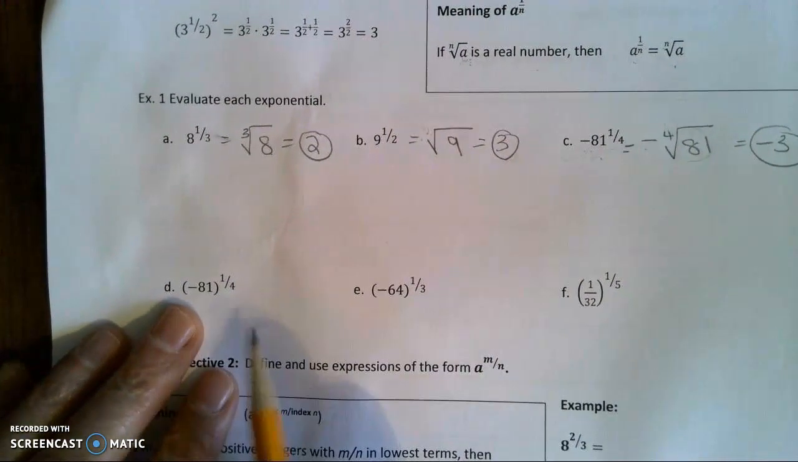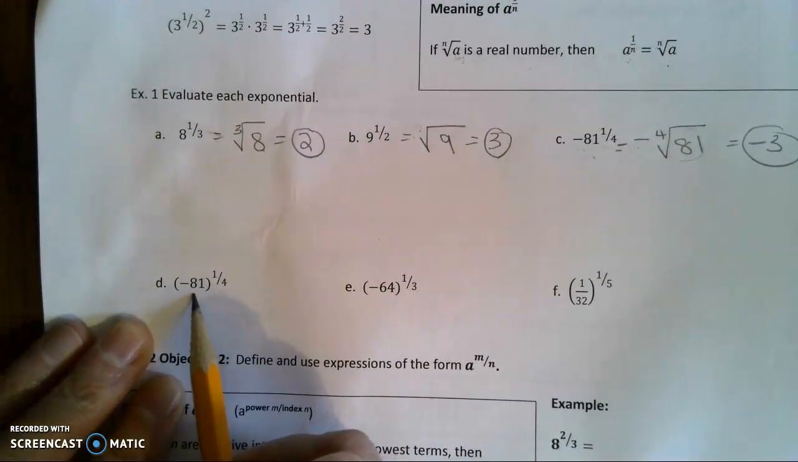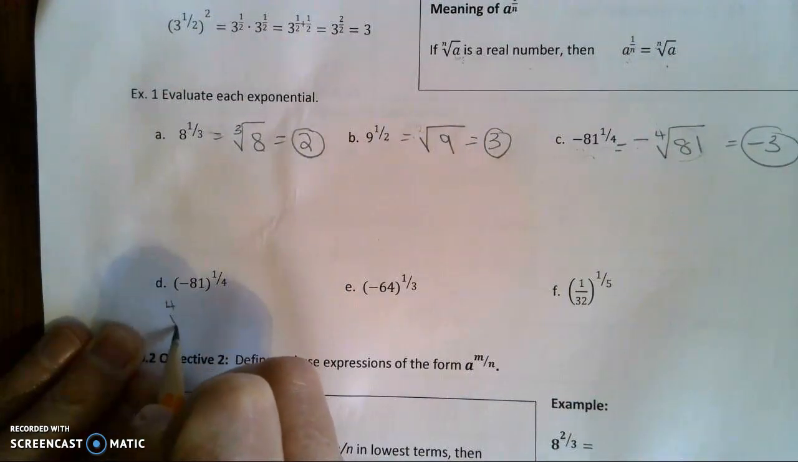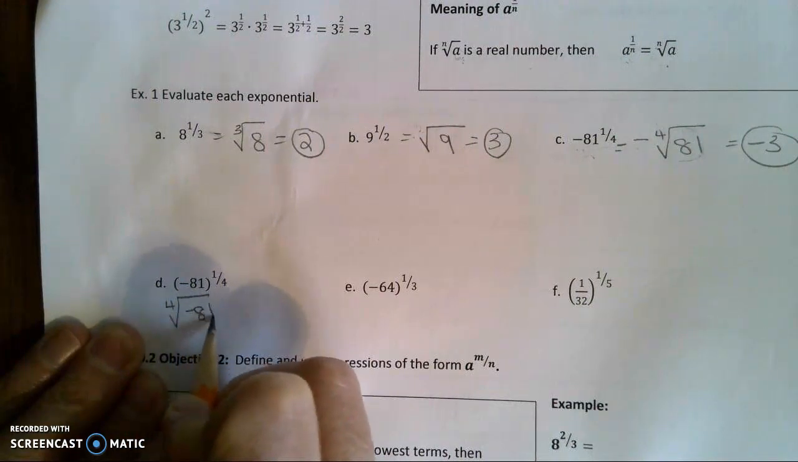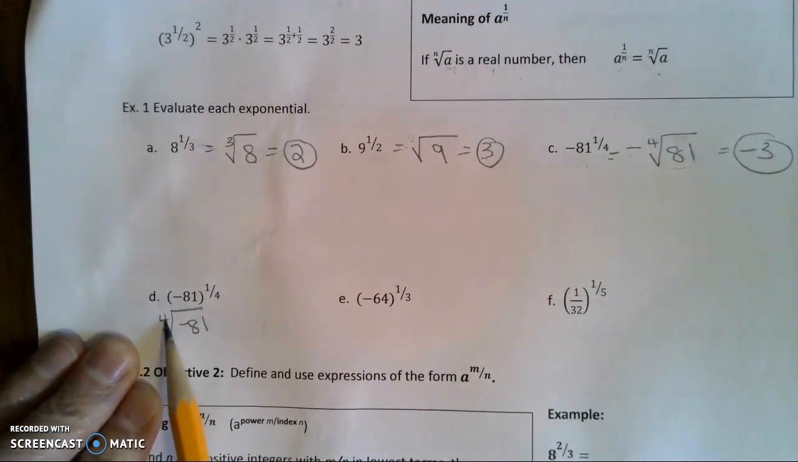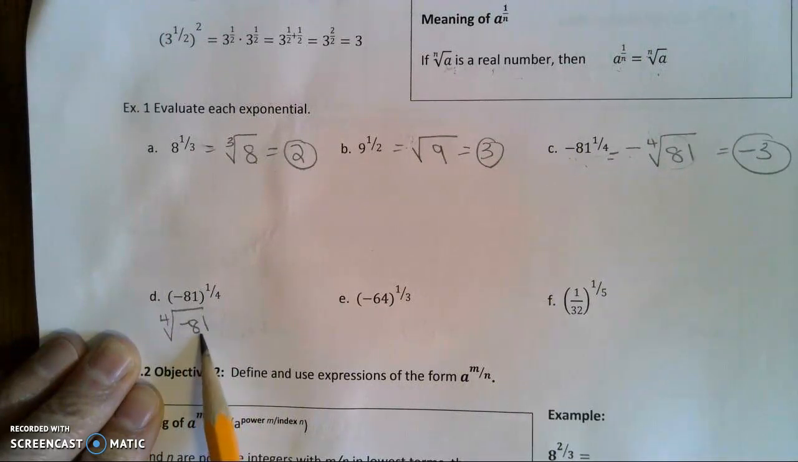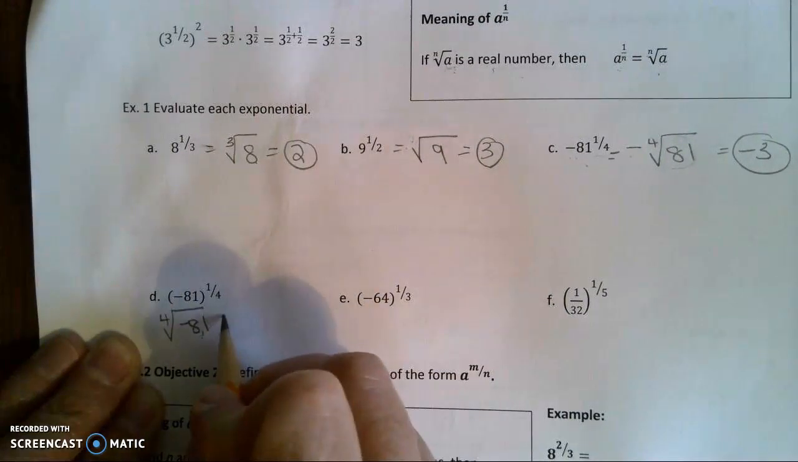Now this one's a little bit different. Because of the parentheses, this whole thing is going to go inside the radical. So this would be the fourth root of negative 81. Now we talked about if the index is even and this is negative, we can't find it. It's not a real number. It's a complex number that we'll talk about a little bit later. So this is not real.